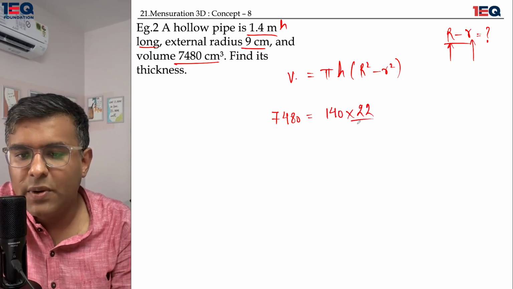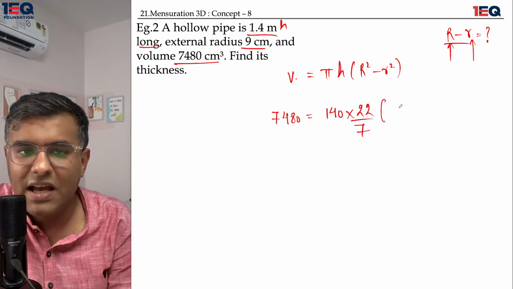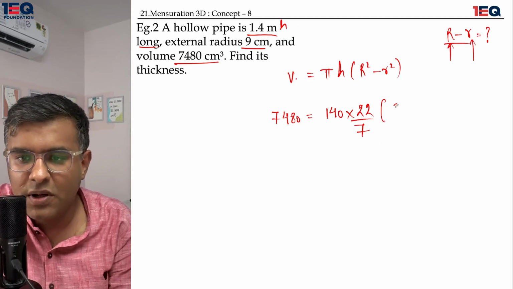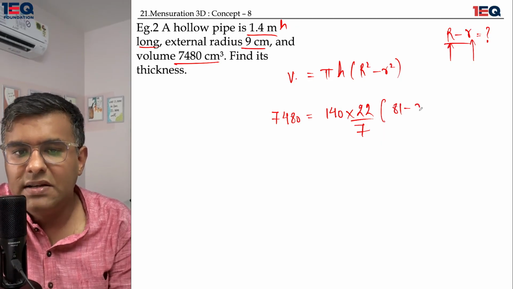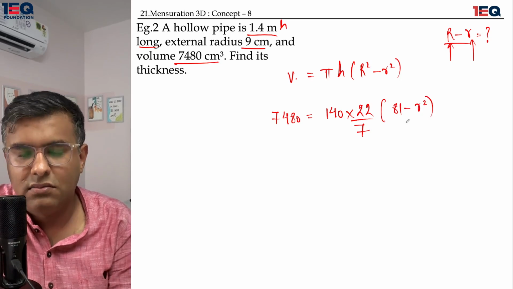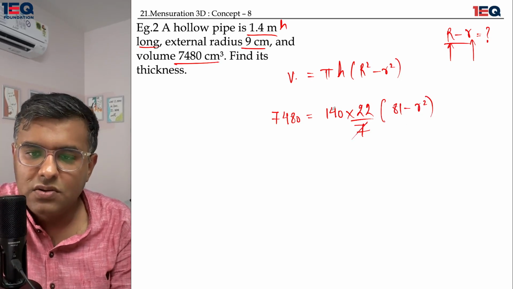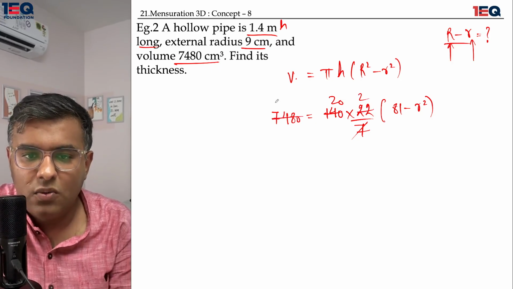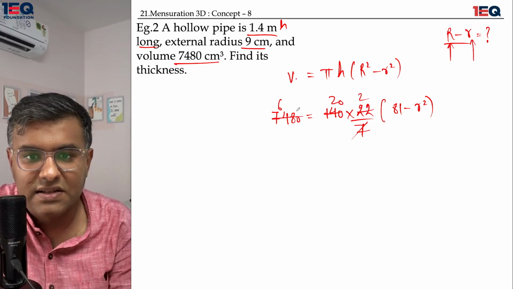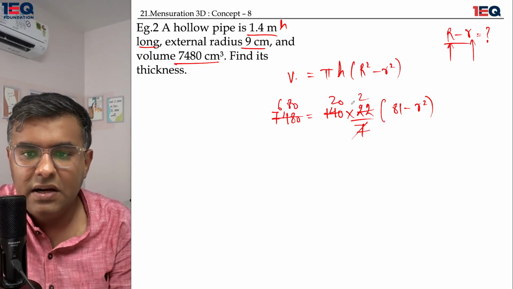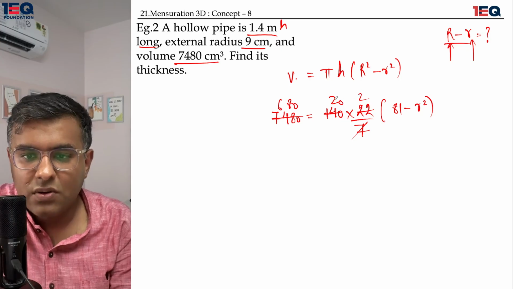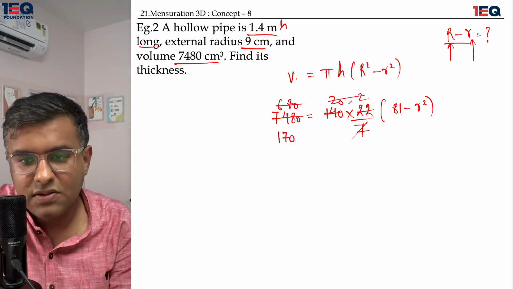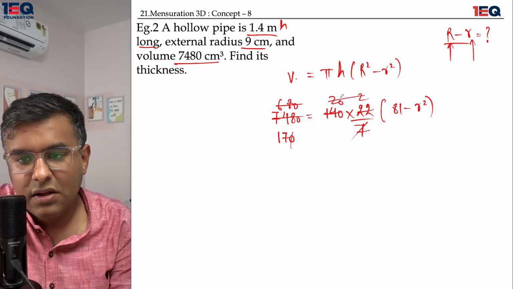Using pi as 22 by 7, and capital R as the radius, which is 9 squared or simply 81, 81 minus r square is what we need to find out. So this would give me a 20. 11 2s are 22. 11 6s are 66. 11 8s are 88 and 0. Okay, so another 4 is here. 4 1s are 4. 4 7s are 28. The 0 would get cancelled here as well.